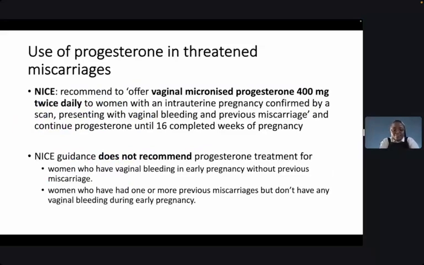And what are the other bodies saying about the use of progesterone in threatened miscarriages? The body that has talked a lot about progesterone is also the NICE guidelines. The NICE guidelines recommend offering vaginal micronized progesterone 400 milligrams twice daily to women who have an intrauterine pregnancy and a confirmed fetal heart, who present with vaginal bleeding and a previous miscarriage. You start the progesterone from at least 16 weeks, and you can continue it up to 34 weeks of gestation. But NICE does not recommend progesterone in women who have vaginal bleeding in early pregnancy without a previous history of miscarriage, and also in women who have had one or more previous miscarriages but no history of early bleeding in the current pregnancy.